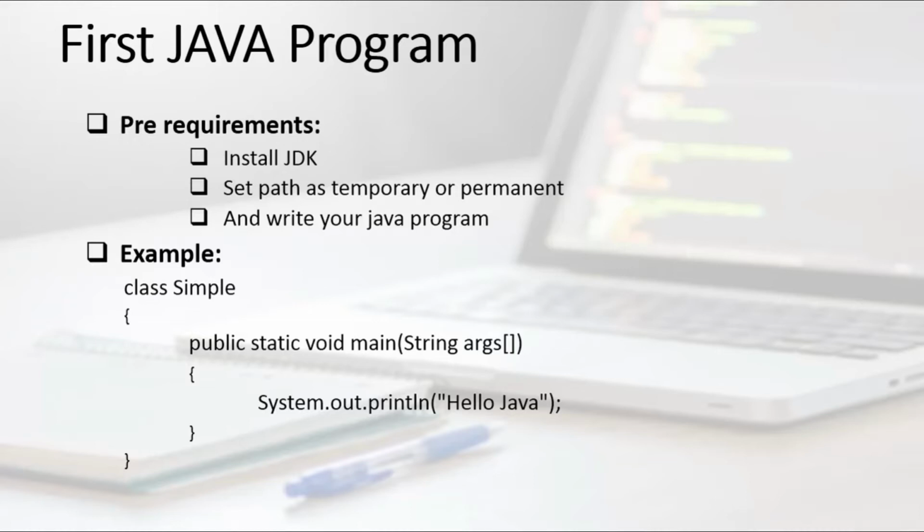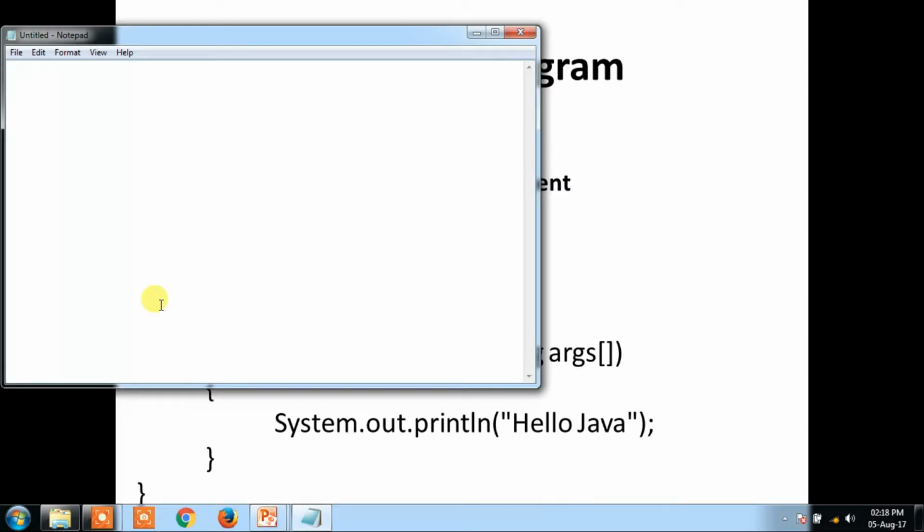Now create a first Java program. As we have discussed that Java is simple in terms of features, means you can use any text editor to write your Java program. Here I am going to use a notepad. By pressing a Windows key and notepad, just open it. Now let's start writing our first Java program using notepad.